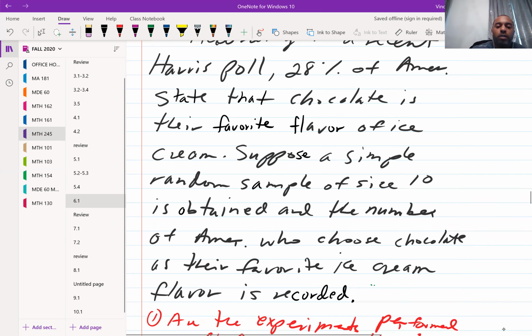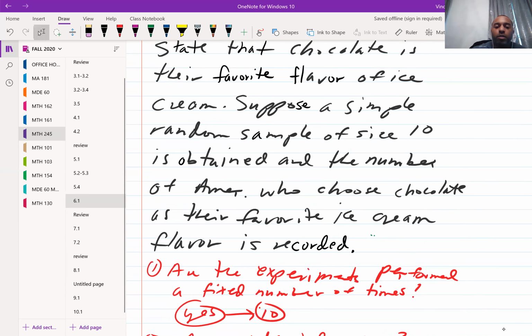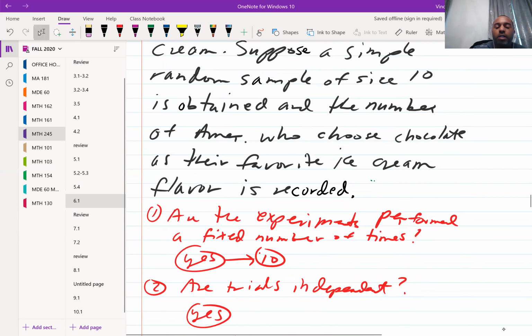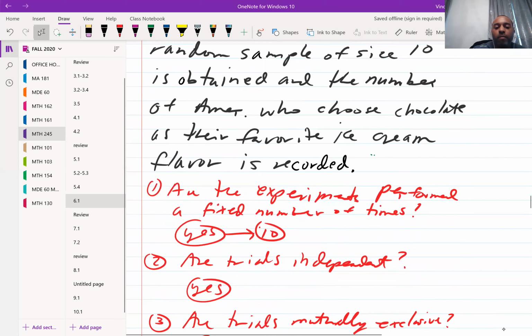All right. So, is the experiment performed a fixed number of times? The answer is yes. We've got 10, choosing 10 people. Are the trials independent? The answer is yes. Me choosing somebody has nothing to do with me choosing the next person. It doesn't change the probability there.